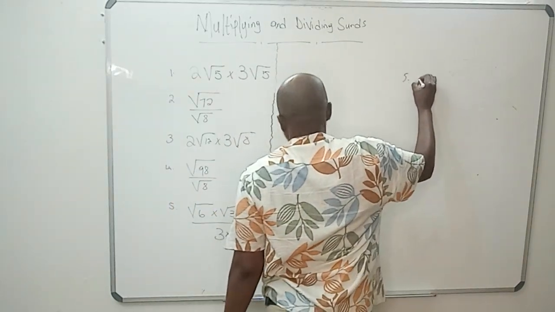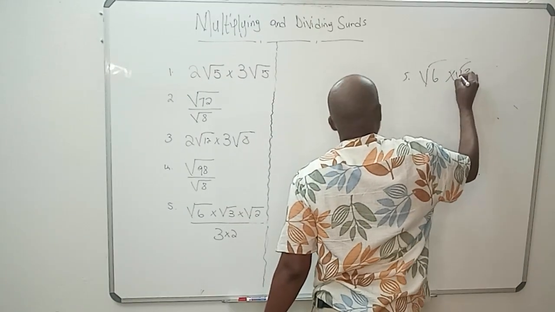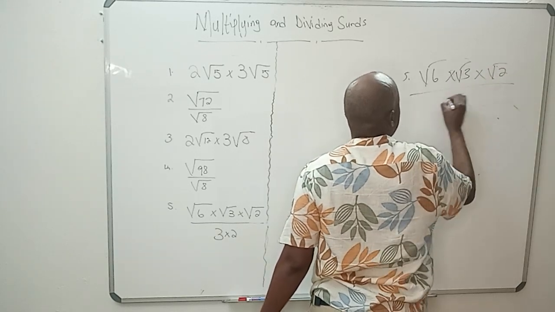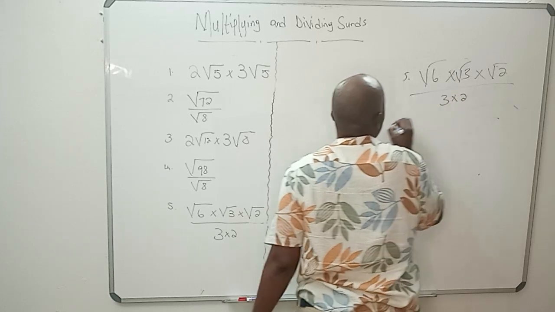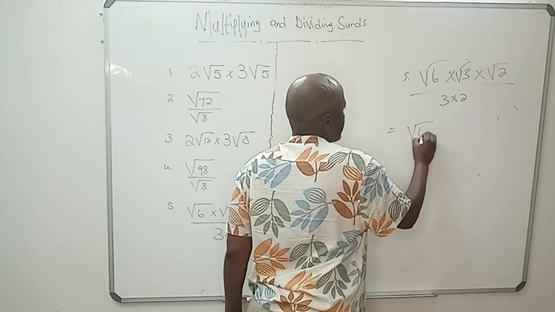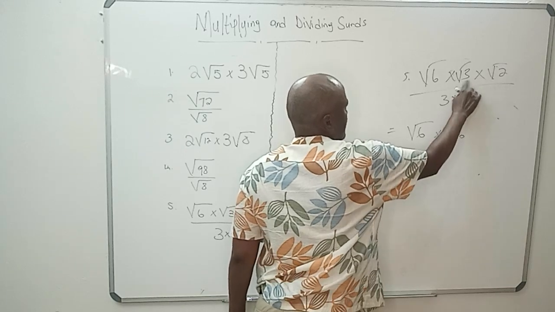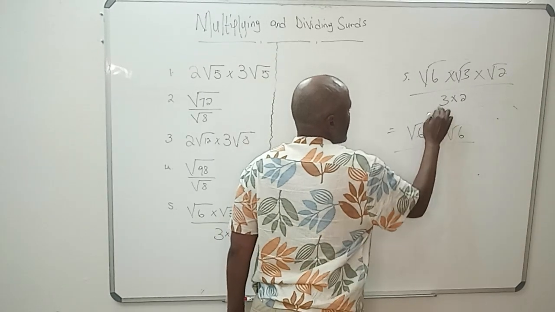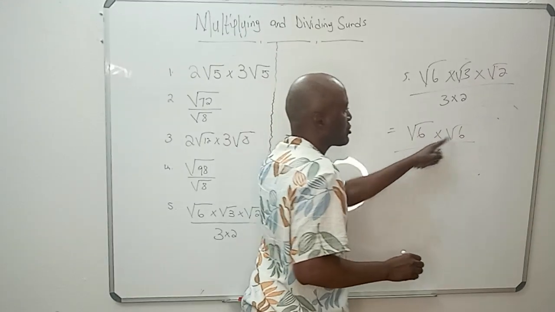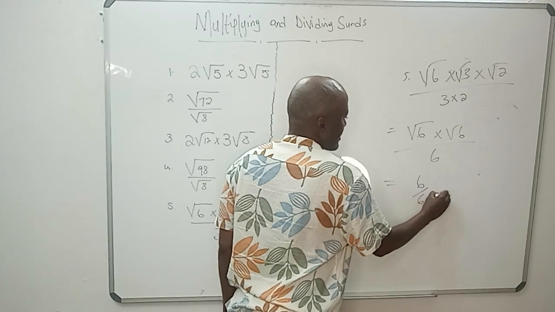Number 5 says the square root of 6 multiplied by the square root of 3 multiplied by the square root of 2, divided by 3 multiplied by 2. Right. Let's keep the square root of 6 as it is and multiply the 2 here, we get square root of 6, because 3 by 2 is 6. All over 3 by 2 is also 6. Then now we know that multiplying 2 square roots we get that number, then it's going to be 6 over 6. And the answer is 1.